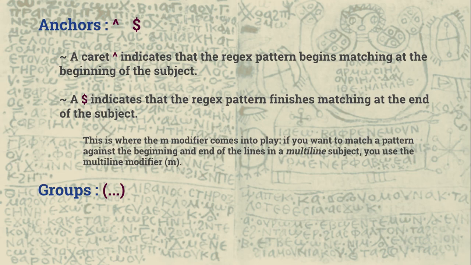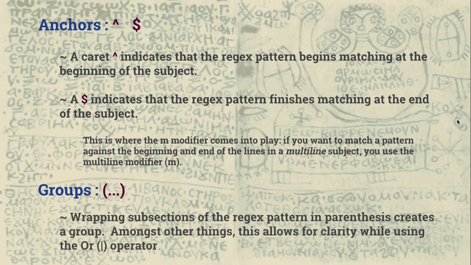This is where the M modifier comes into play, though. So if you want your pattern to match against an entire line in a multi-line subject, you can still use the anchors and then put the M modifier flag, and then it'll match against a whole line, not the entirety of the subject. And finally, there are groups, and that's a subset of the pattern that's wrapped in parentheses. Among other things, this allows for clarity while using the OR operator.